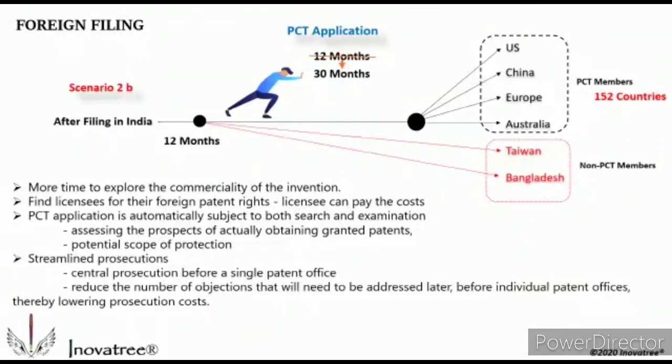PCT also streamlines the prosecution, so you only have to appear in a single patent office, thereby reducing the number of objections that will need to be addressed later before individual patent offices, thus lowering the prosecution costs.